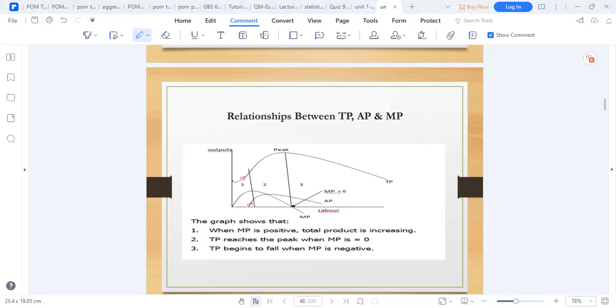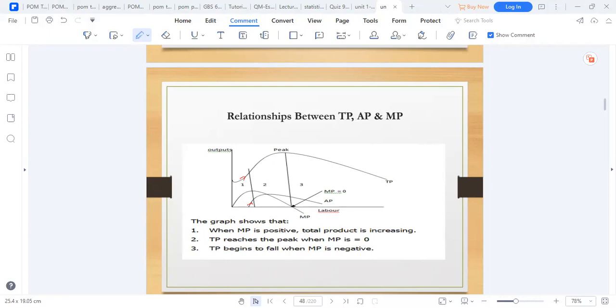Average product also is increasing. So factors that are contributing to increasing returns to scale at this level might be better specialization, improved efficiency, and effective utilization of fixed resources. Here, firms benefit from hiring every additional worker they bring in. So it leads to higher overall production.